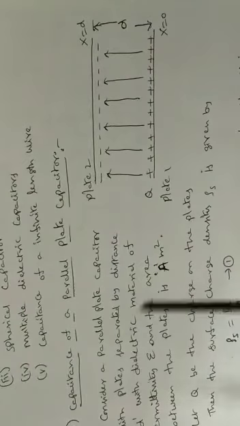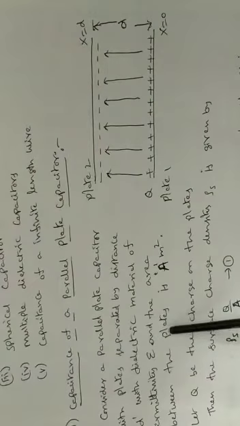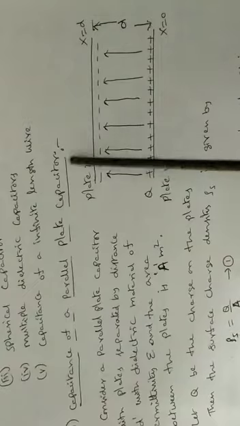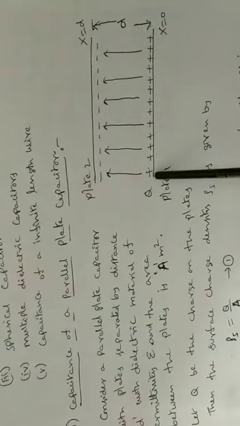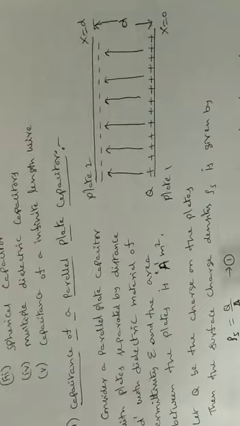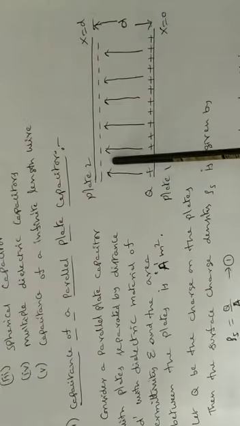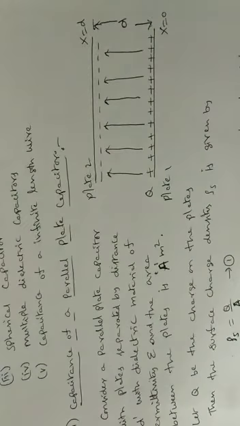Consider a parallel plate capacitor with plates separated by a distance d, and the area of each plate is A meter square. Q is the charge on any one of the plates. Then the surface charge density rho s is given by rho s is equal to Q by A. Why is the surface charge density defined in this case? Because the plate is considered as a sheet, and for a sheet we have to define the surface charge density. So rho s is equal to Q by A.